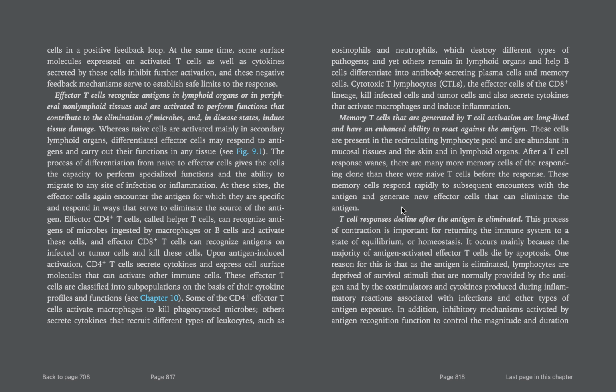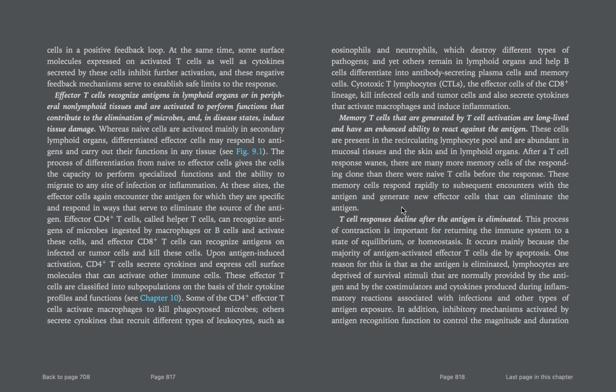Effector CD4 plus T cells, called helper T cells, can recognize antigen and microbes ingested by macrophages or B cells and activate these cells, and effector CD8 T cells can recognize antigen on infected or tumor cells and kill these cells. Upon antigen-induced activation, CD4 plus T cells secrete cytokines and express a cell surface molecule that can activate other immune cells. These effector T cells are classified into subpopulations on the basis of their cytokine profiles and function.